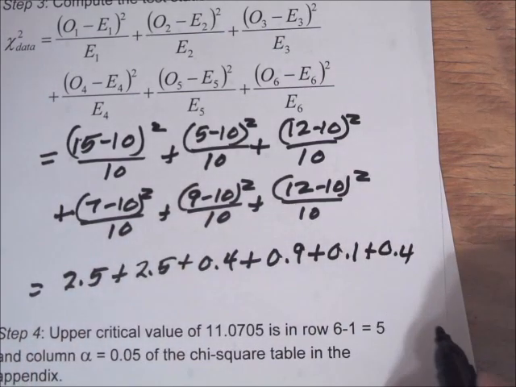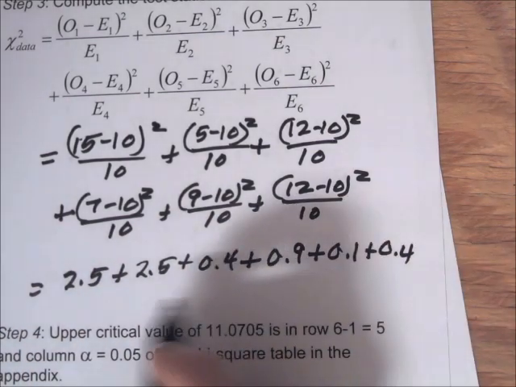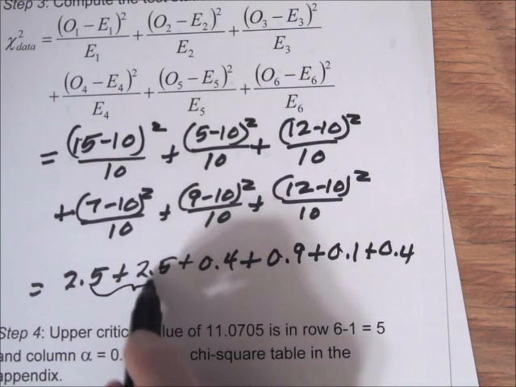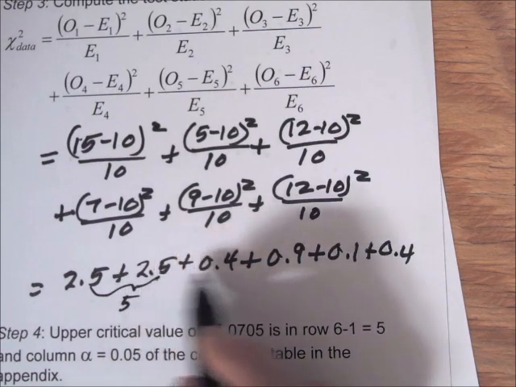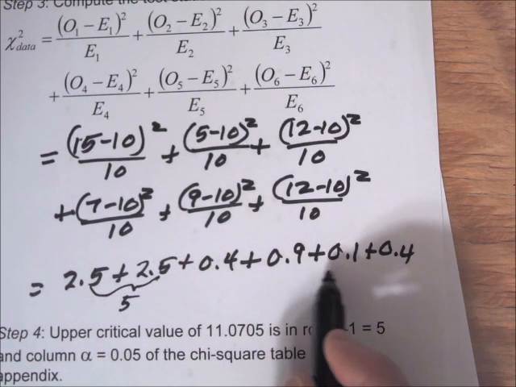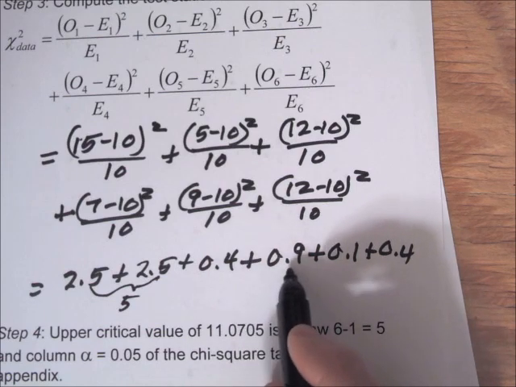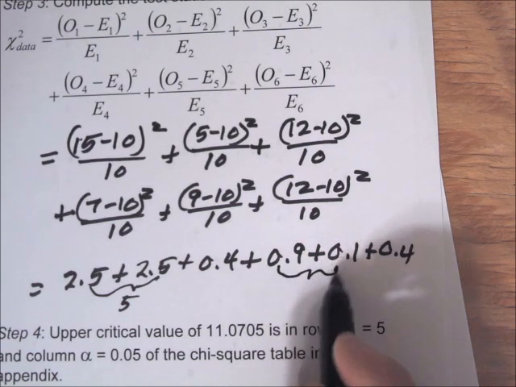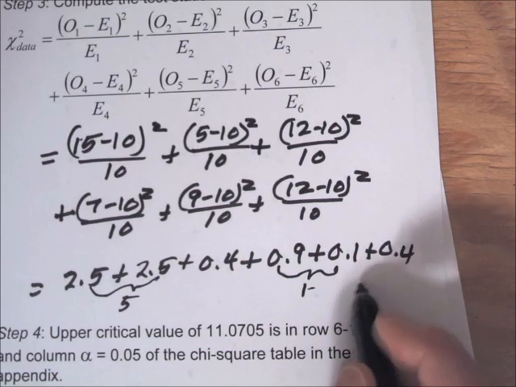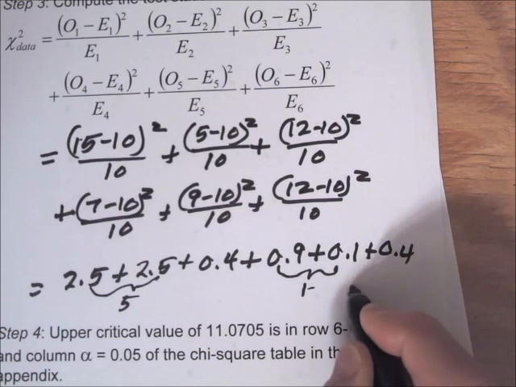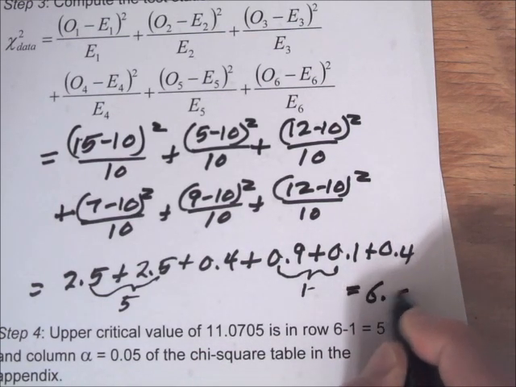So if we add these up, this is 5. This is 1. And we have 0.4 plus 0.4 is 0.8, so it'd be 6.8 would be the total.